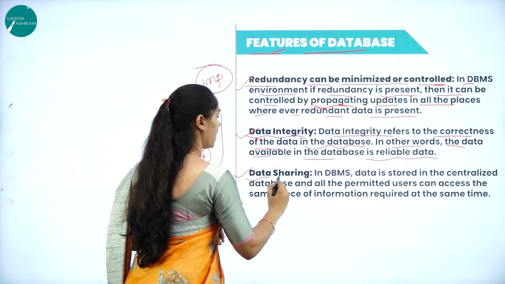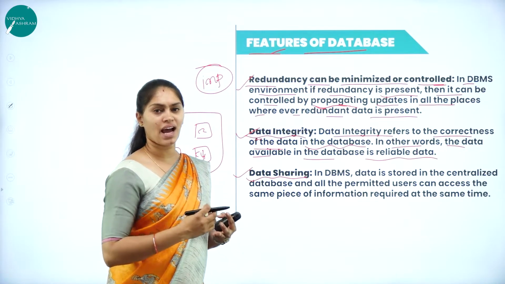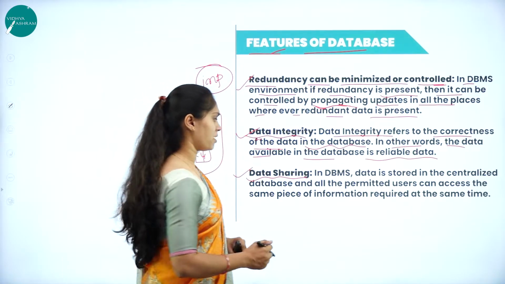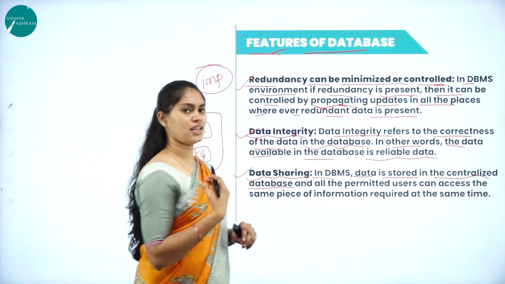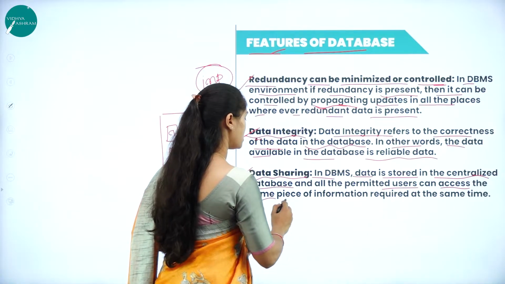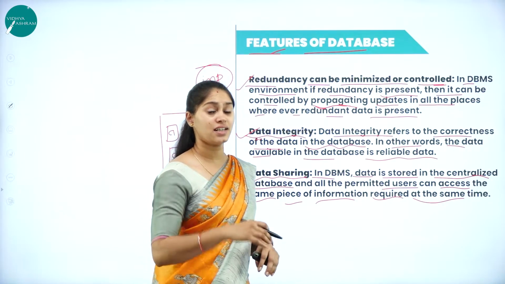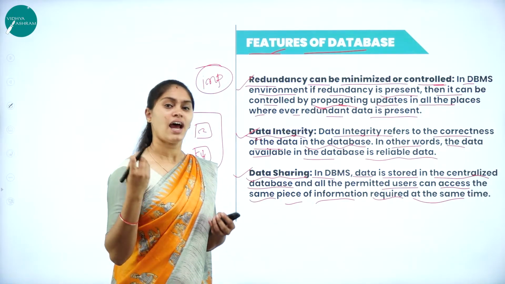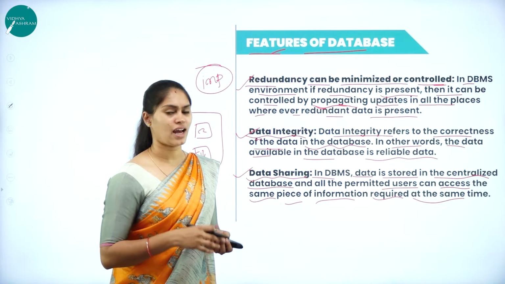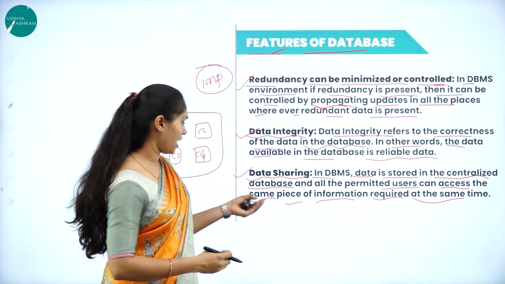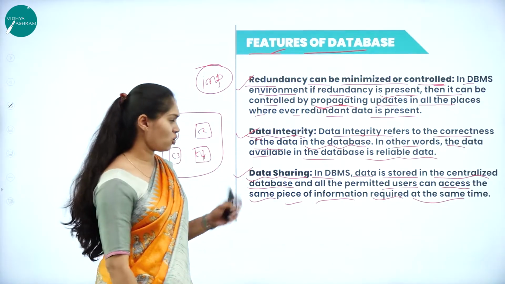So next we have data sharing. As I told, it is a centralized database. So this data can be accessed by multiple users. For that purpose, in the DBMS, data is stored in the centralized database. So users are permitted to access the same piece of information which is required at the same time. I can access it, you can access it, even your parents can access the same data at the same time. It will not say, I'm giving this data to that ma'am, I'm giving this data to another person, I won't give. It won't say anything. That means the data and information is available for everybody at all times. That is related to data sharing.